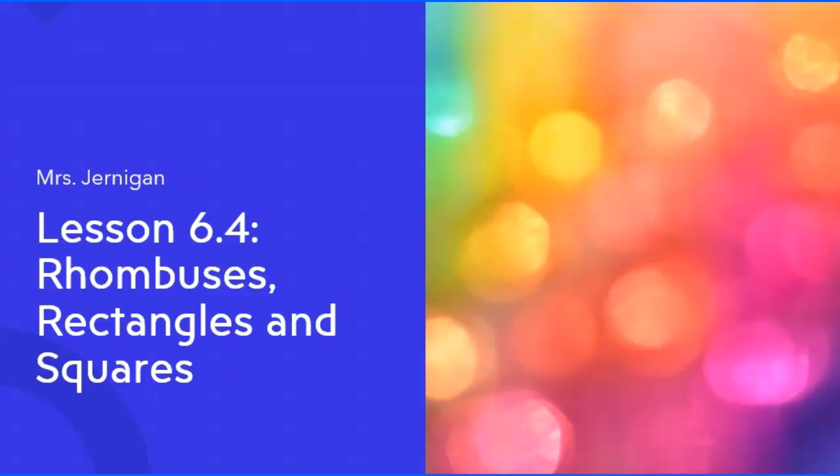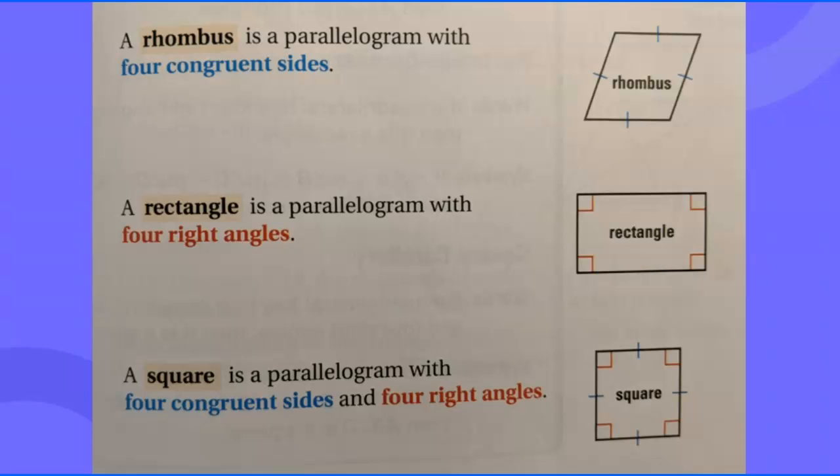So please turn to page 325 in your book. The lesson is 6.4, rhombuses, rectangles, and squares. Things are super easy with this. I don't think you're going to have any problems. So let's take a look at the three definitions that they give us right from the get-go.